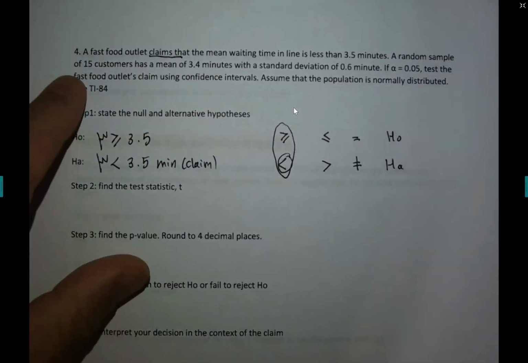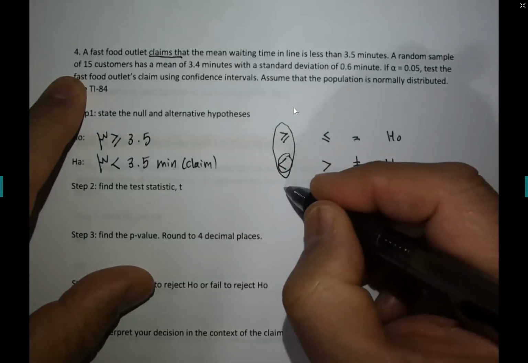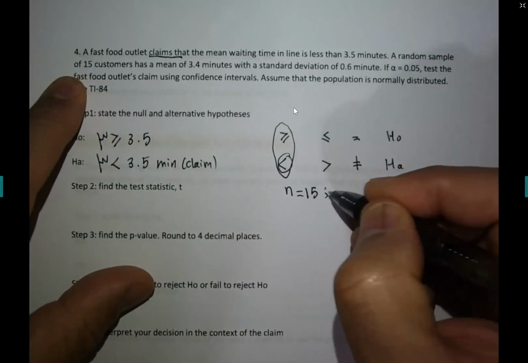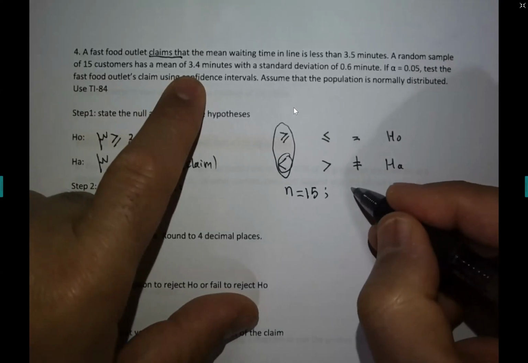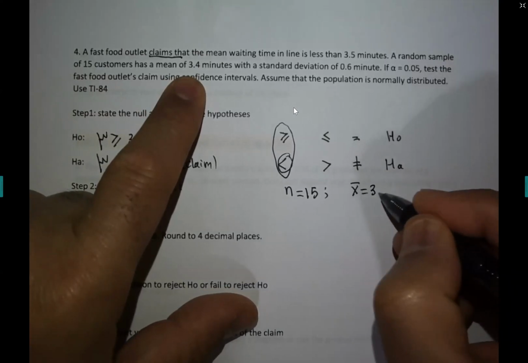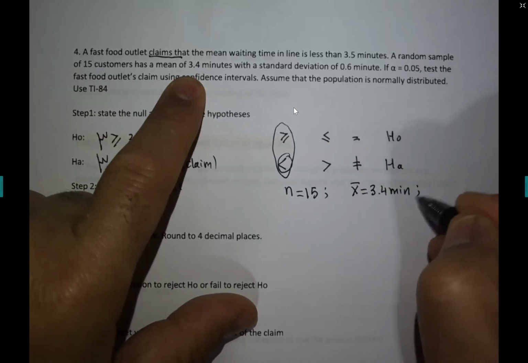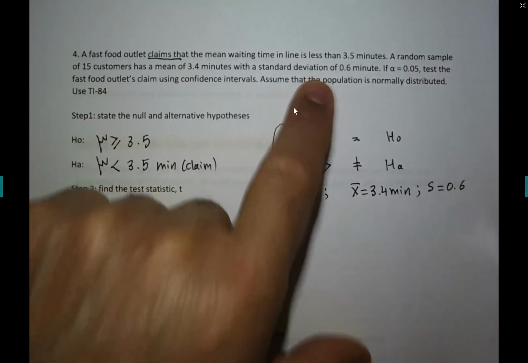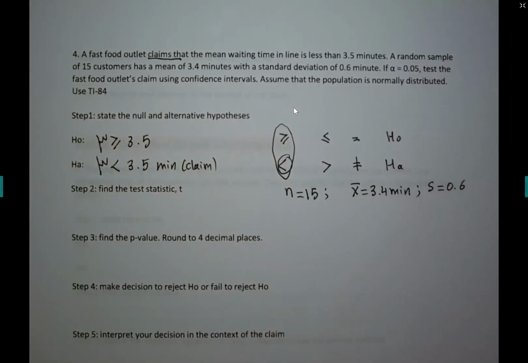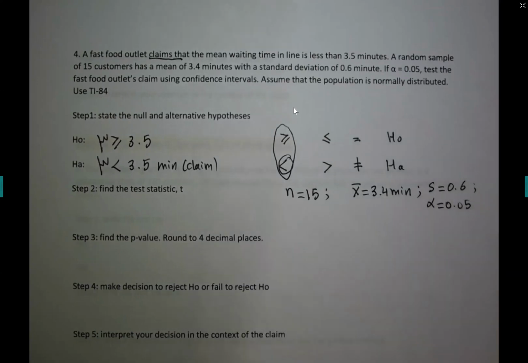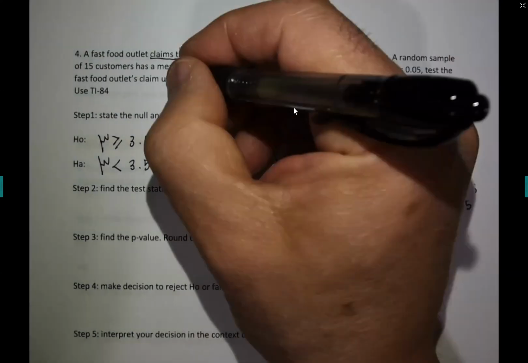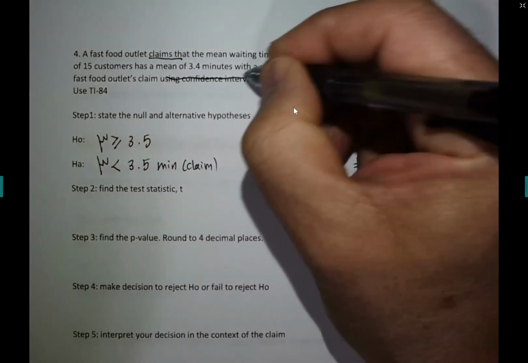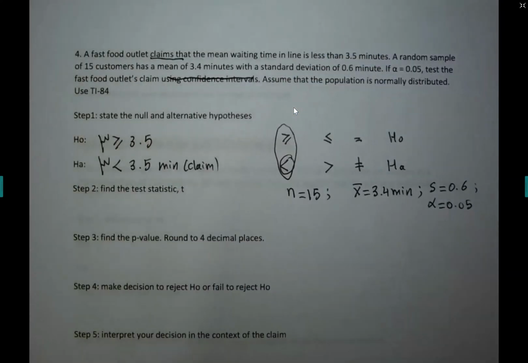A random sample of 15 customers, so N is 15, had a mean of 3.4 minutes, so X bar is 3.4, with a standard deviation of 0.6, this is S, guys. He didn't say with a population standard deviation, so it is S. If alpha equals 0.05, the level of significance, test the fast food outlet's claim. Assume that the population is normally distributed.